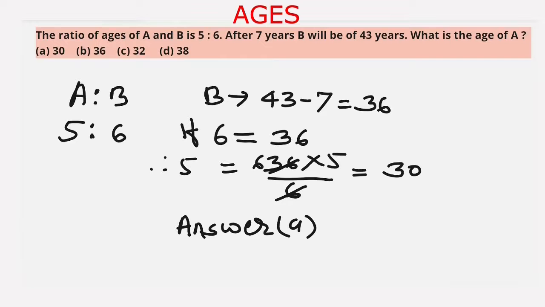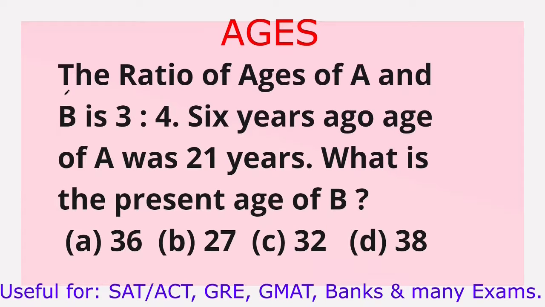We go to the next question. Our question is the ratio of ages of A and B is 3:4. 6 years ago, age of A was 21 years. What is the present age of B? The given options are option A 36, option B 27, option C 32, option D 38.